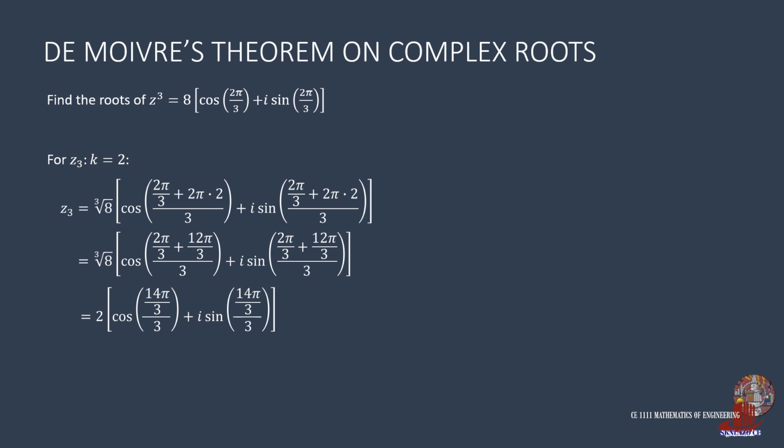The equation then turns into 2 cosine of 14/3 of pi over 3 plus I sine of 14/3 pi over 3. The third complex root is then 2 times cosine of 14/9 of pi plus I sine of 14/9 of pi.